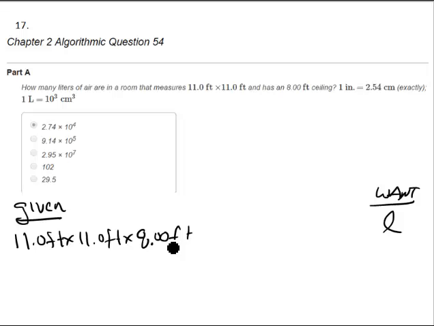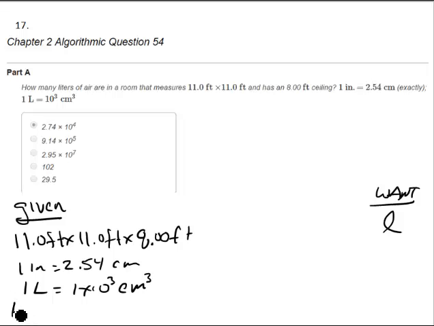8.00 feet. That's the volume of my room, and I know these conversion factors is that 1 inch equals 2.54 centimeters, and then I know that 1 liter equals 1 times 10 to the third cubic centimeters. That's a milliliter, right? 1 times 1,000 milliliters is equal to 1 liter. Now again, it's going to be this same kind of problem. I know I have to have liters on top, and so I'm going to take that 1 times 10 to the third cubic centimeters down there.